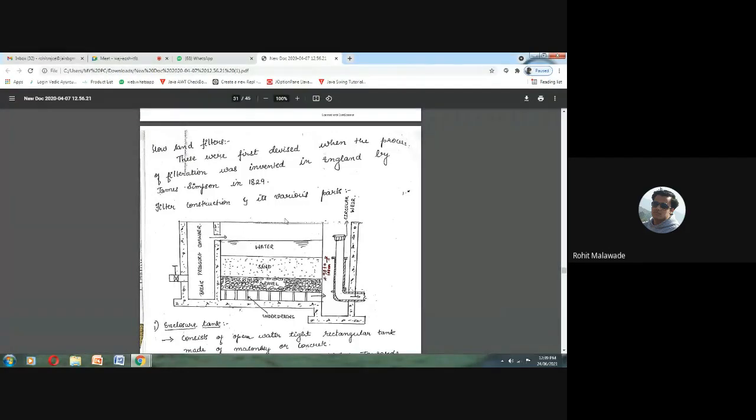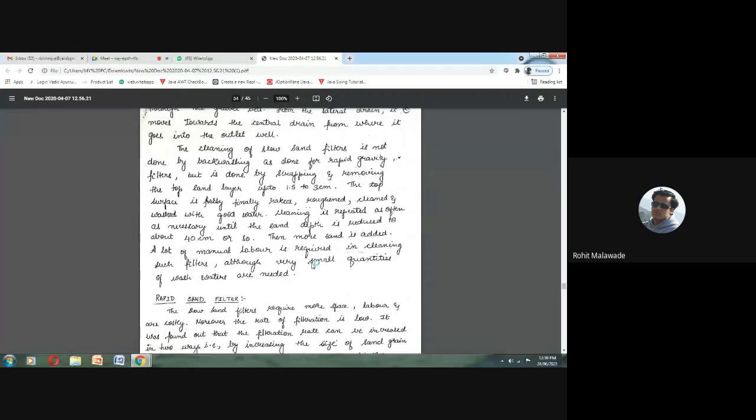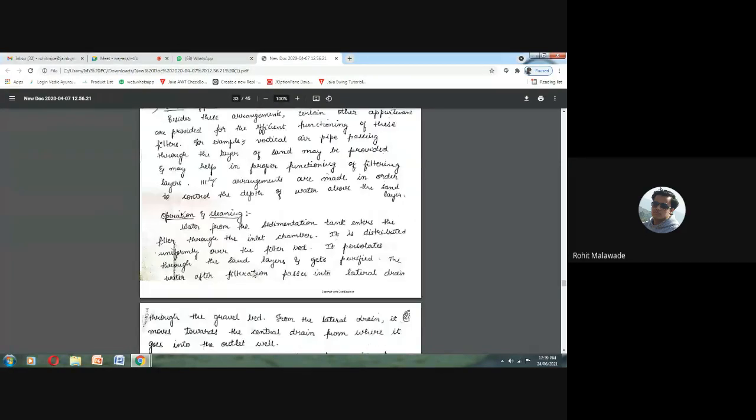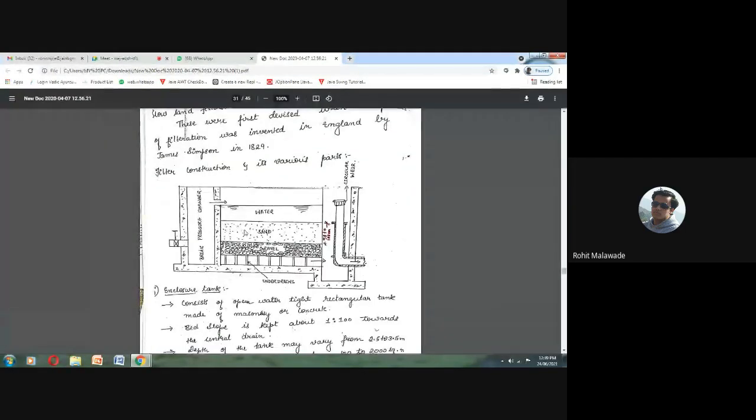Okay, we will first remove the water, and then we will remove the top layer of sand up to 3 centimeter. Then the top surface is going to be finally raked, roughed, and cleaned. And the process is repeated until the depth of the sand is reduced to 40 centimeter. Now, the top layer of the sand we are going to remove, and then we are going to have the ramming, raking, and all.